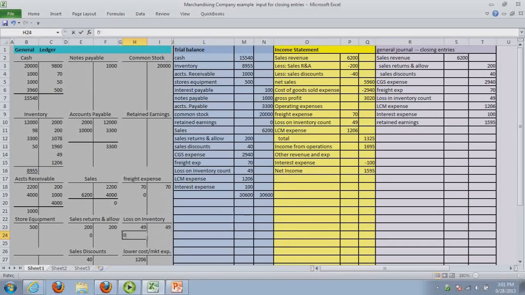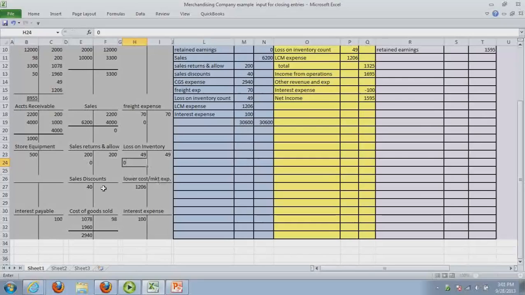Let's see, who else do we want to zap here? Sales discounts credited, ending balance 0. Lower cost of market expense, ending balance 0. Cost of goods sold, we don't have much space here, but it would be $29.40, and the ending balance would become 0. And interest expense, that would be offset. It's all part of that journal entry.